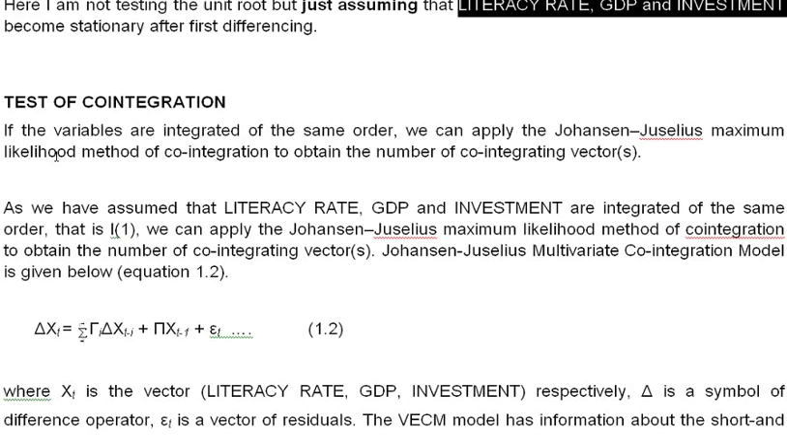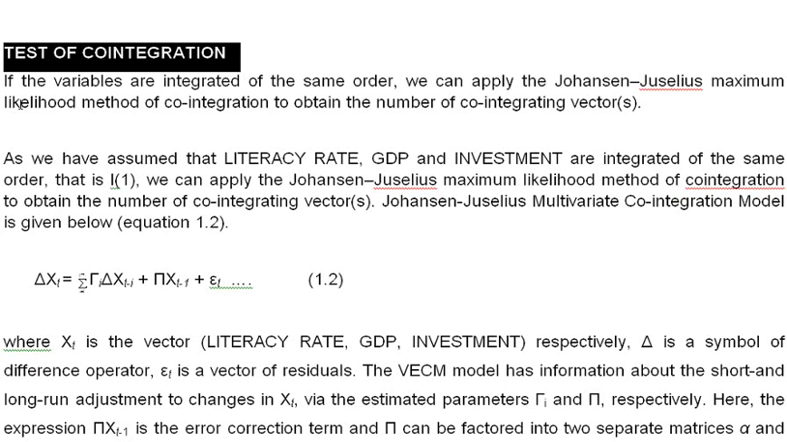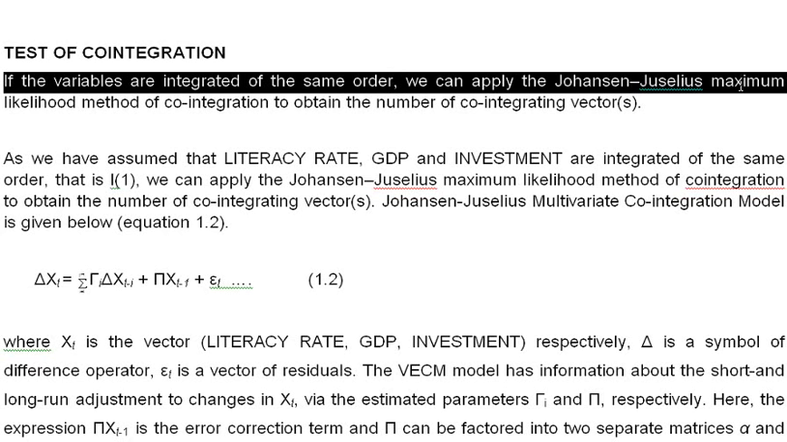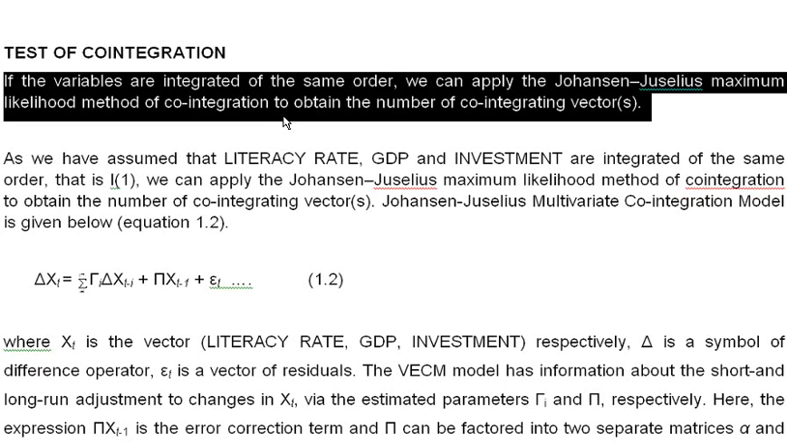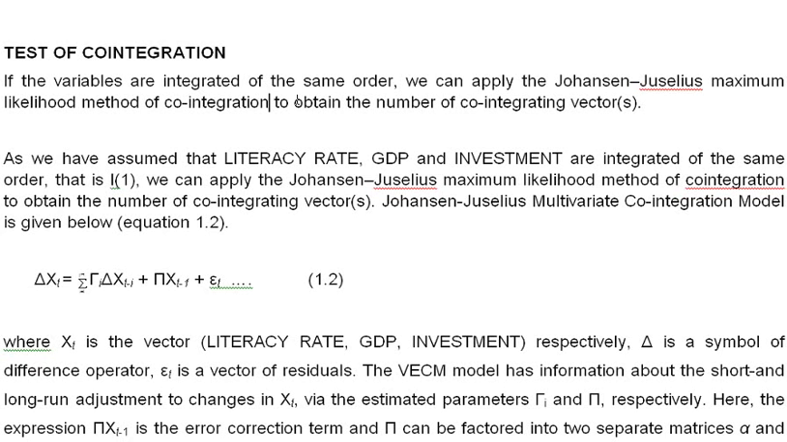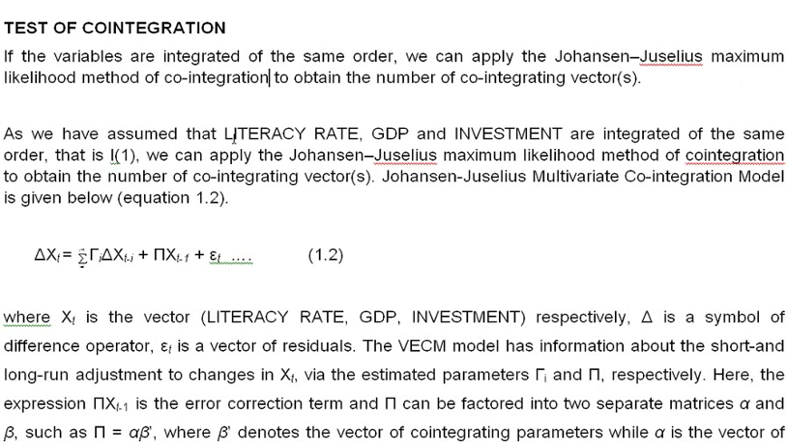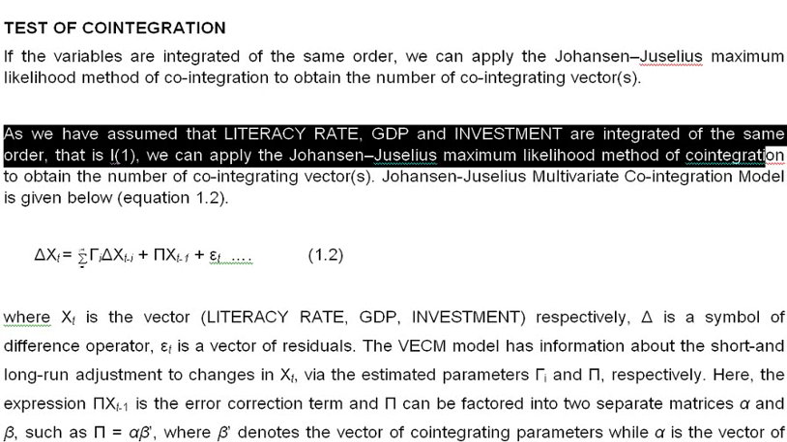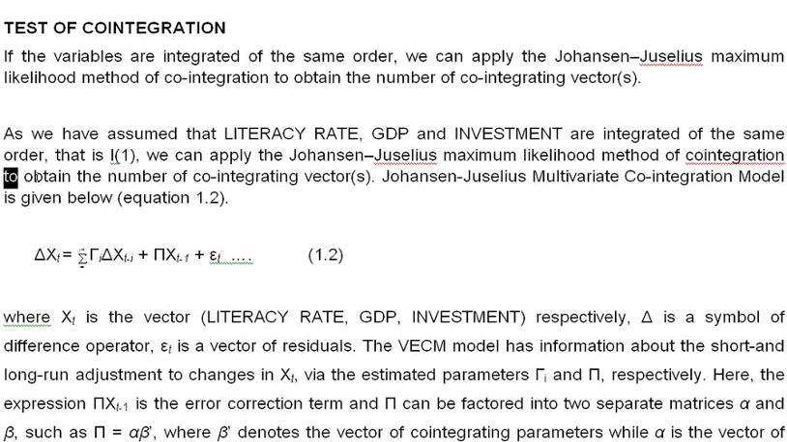Okay, then I talk about the test of co-integration. If the variables are integrated of the same order, we can apply the Johansen-Juselius maximum likelihood method of co-integration to attain the number of co-integrating vectors. Here, as we have assumed that rate of literacy, GDP and investment are integrated of the same order, we can easily apply the Johansen-Juselius test of co-integration to obtain the number of co-integrating vectors.